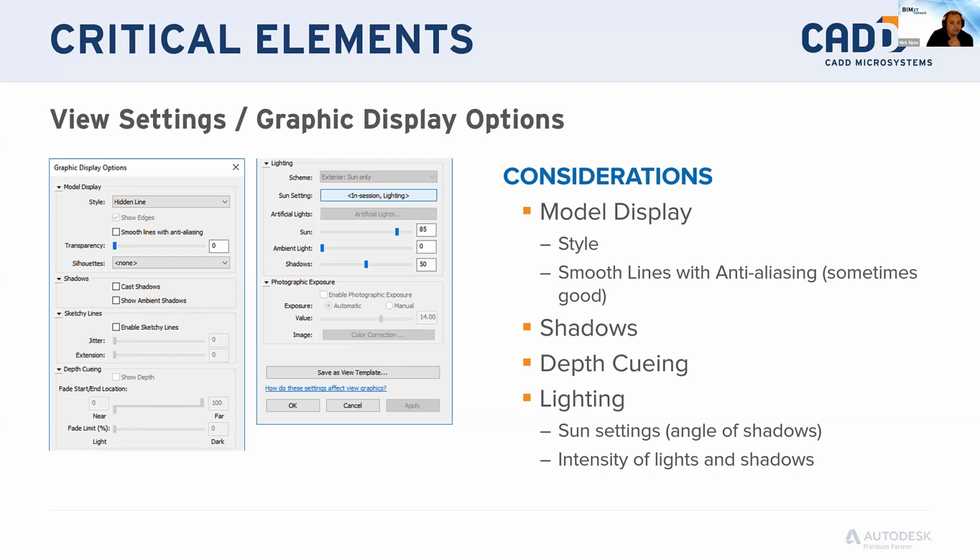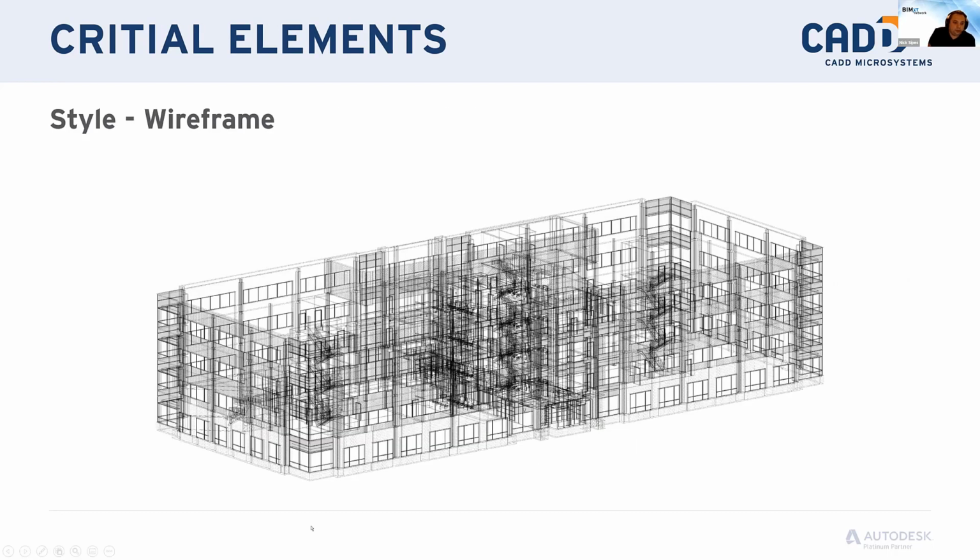Shadows can be really helpful for making a view have depth, just like something called depth queuing. And then pay attention to your lighting in regards to shadows. So I'm just going to step through here. I've got some examples. So wireframe, everything's transparent, but you do get, and this is the part that's a little confusing, the material surface patterns do show up if they're model patterns. If they're model patterns, they do show up even in wireframe.